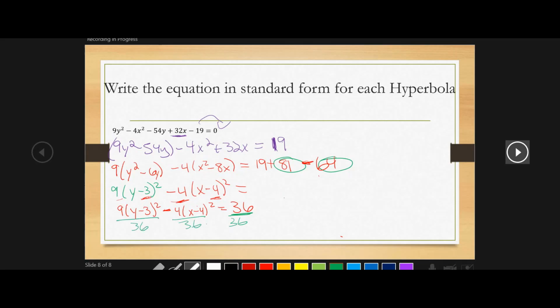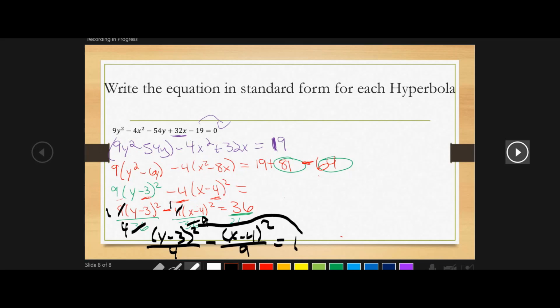So this is going to end up being, final answer, the 9 reduces to 1/4. I'm going to do it in black. This will reduce to 1/4. So it'll be y minus 3 squared over 4 minus, this will reduce to 1/9. So it will be x minus 4 squared over 9 equals 1. Final answer. That's a 9. All right, next problem.